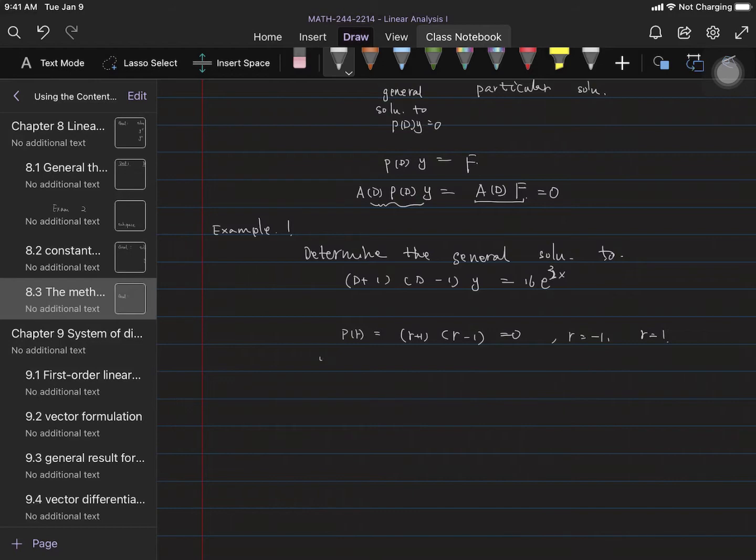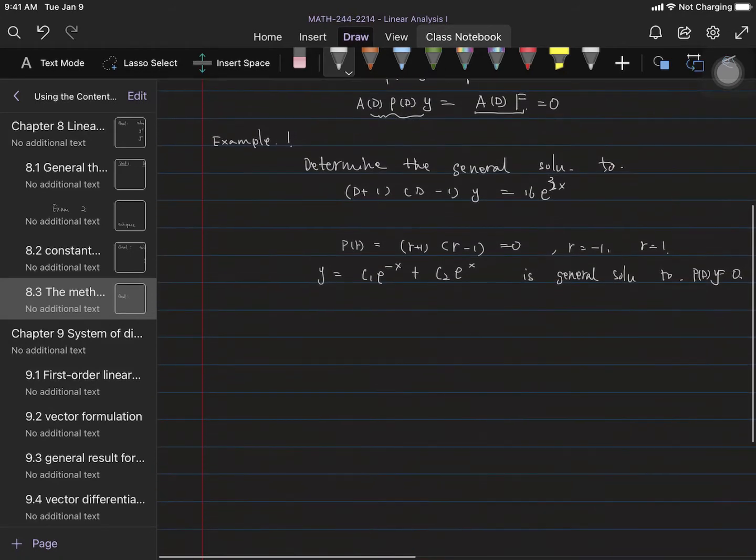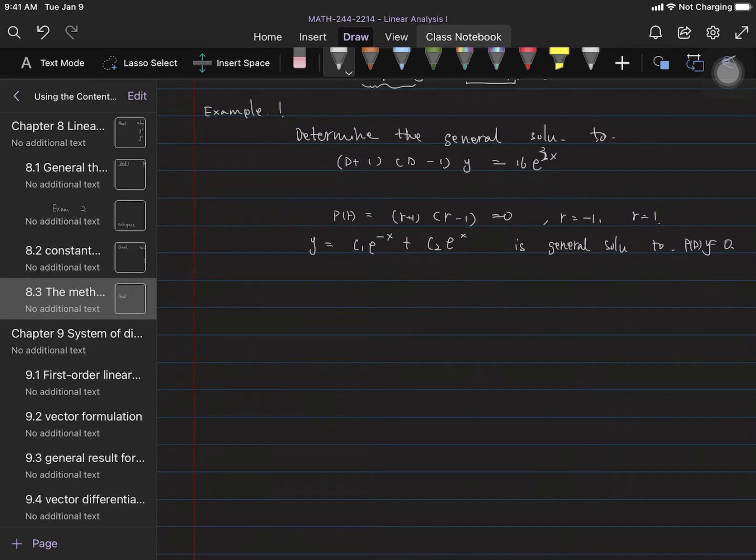So what's the general solution corresponding to the homogeneous equation? y should be C1 e^(-x) + C2 e^(x). Is that right? So this is the general solution to P(D)y = 0. Okay, so we already got the first part, the general solution to the homogeneous equation. Next, we are going to find the particular solution.